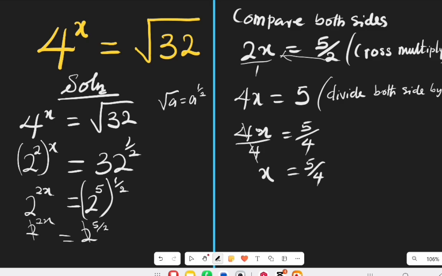This is an improper fraction. We have to put it in mixed fraction or mixed number, which is x equals, 4 into 5 gives us 1, remainder 1, all over 4. This is the final answer.